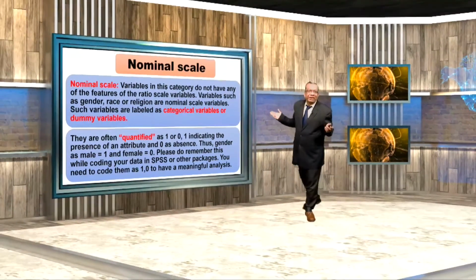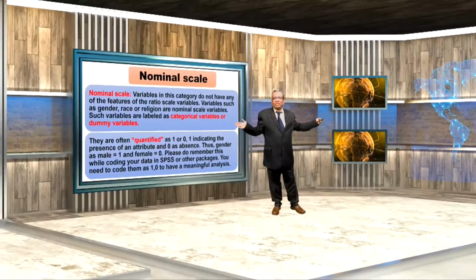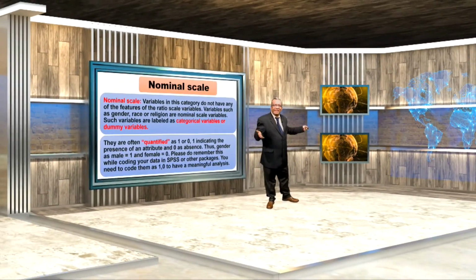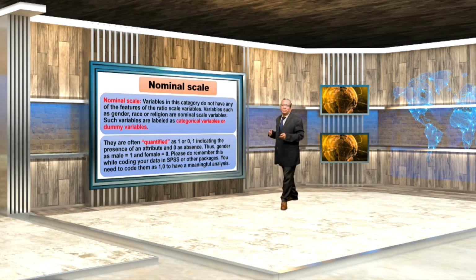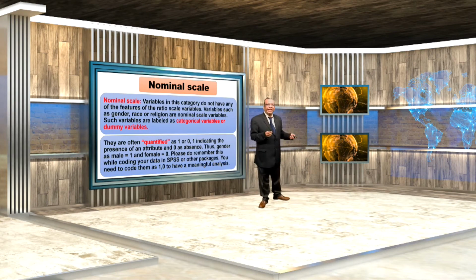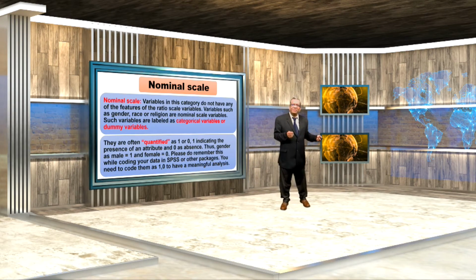Variables in this category do not have any of the features of ratio scale variables. Variables such as gender, race, and religion are nominal scale variables, and these are sometimes labeled as dummy variables. Now, they are often quantified as 1 or 0, 1 indicating the presence of an attribute and 0 as an absence. Thus, gender: male as 1 and female as 0.